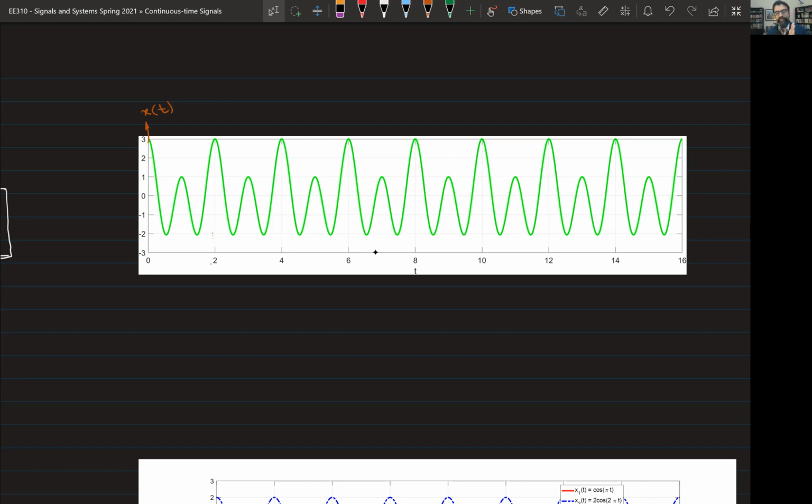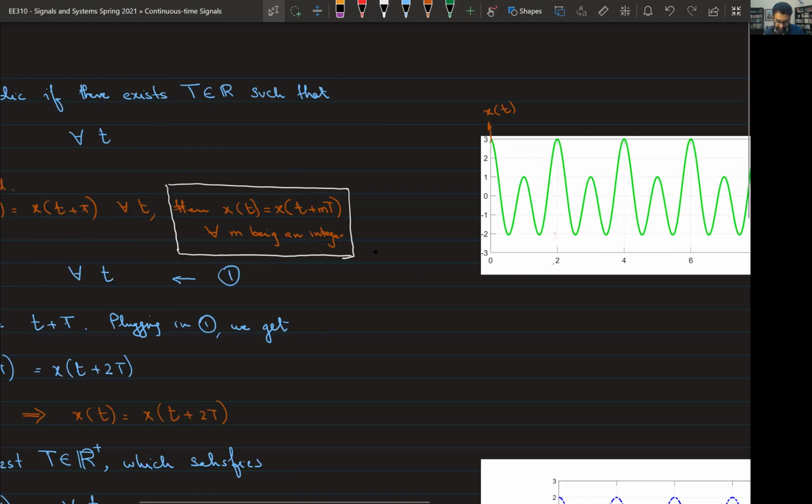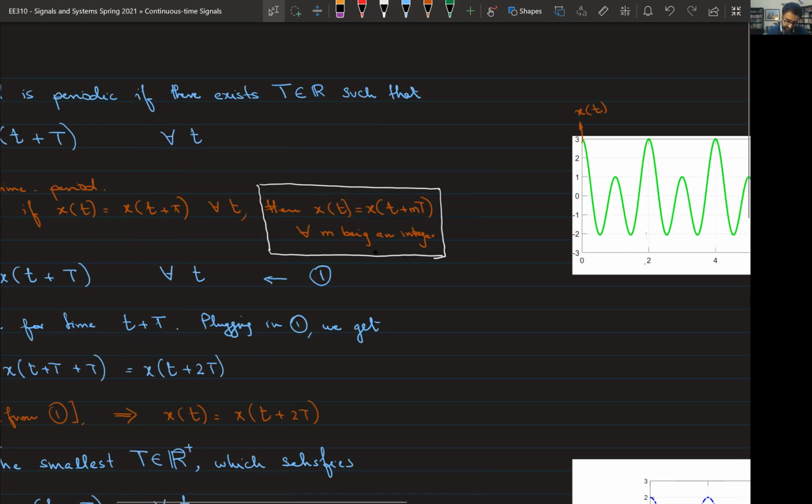Right, so 2 is a fundamental period, but because 2 is a fundamental period, we know any integer multiples of the fundamental period are also periods of this periodic signal. Okay. So let's do an example for a sinusoid, and then we're going to build on top of it.